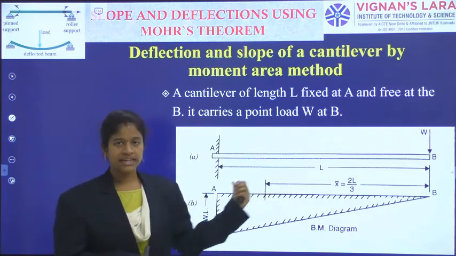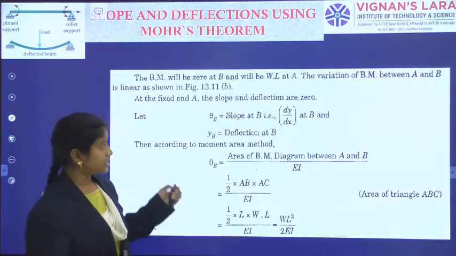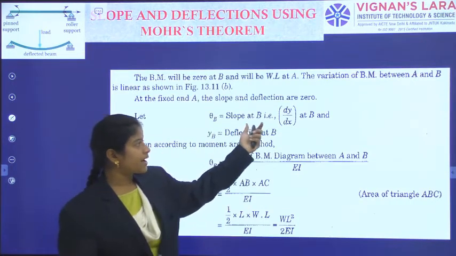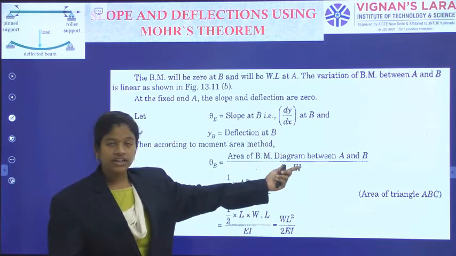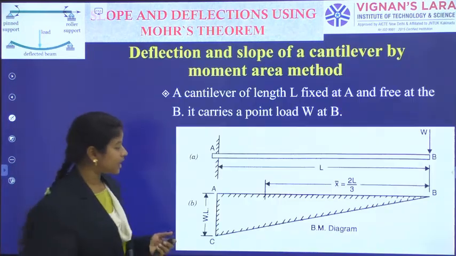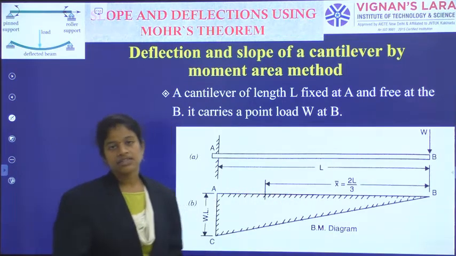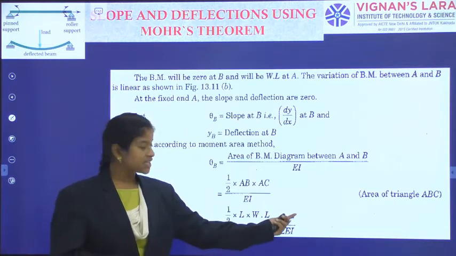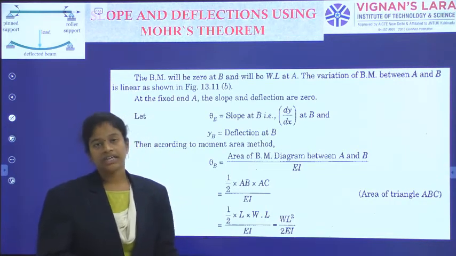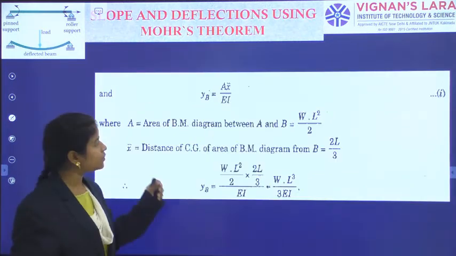Theta B minus theta A is equal to the area of the bending moment diagram between B and A divided by EI. So the next thing is theta B, the slope at B, that is dy by dx at B, and the area of the bending moment diagram between A and B is half into base into height. See here, what is this height? W into L. What is the base measurement? L. So half into L into WL, which is equal to WL square by 2 EI, the slope at the free end. Similarly, deflection at the free end we can calculate.